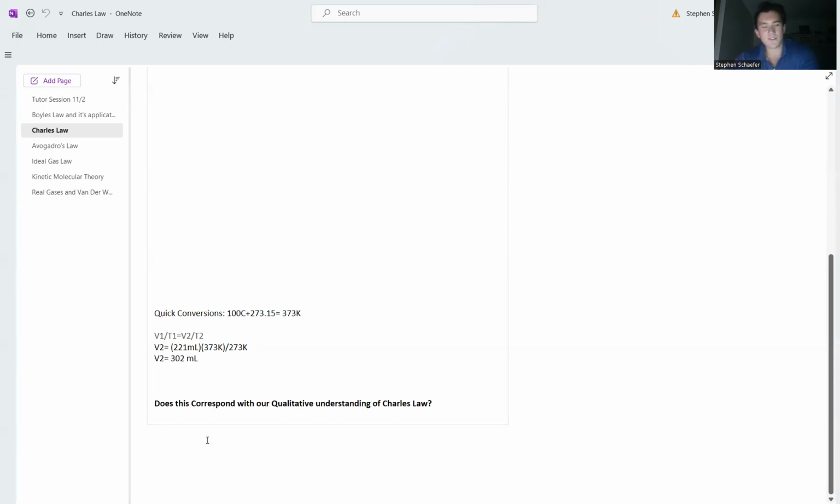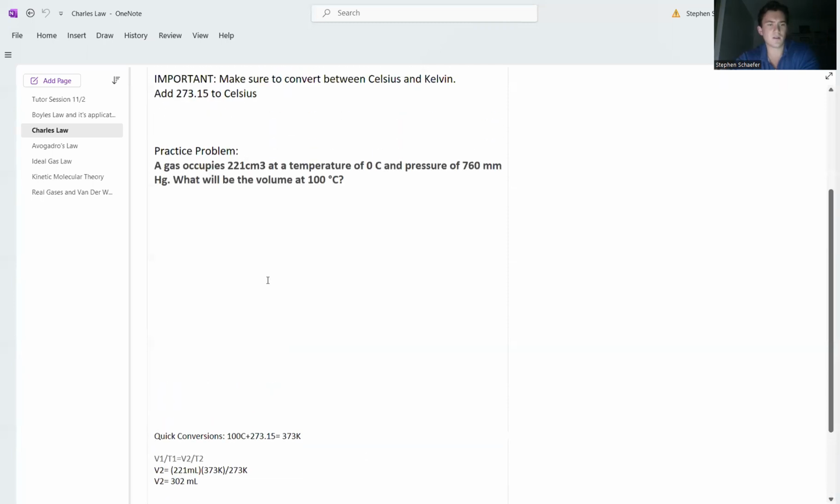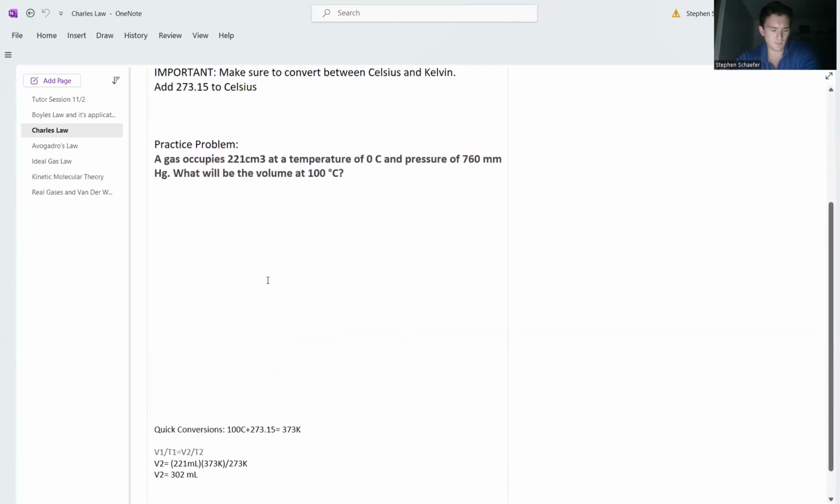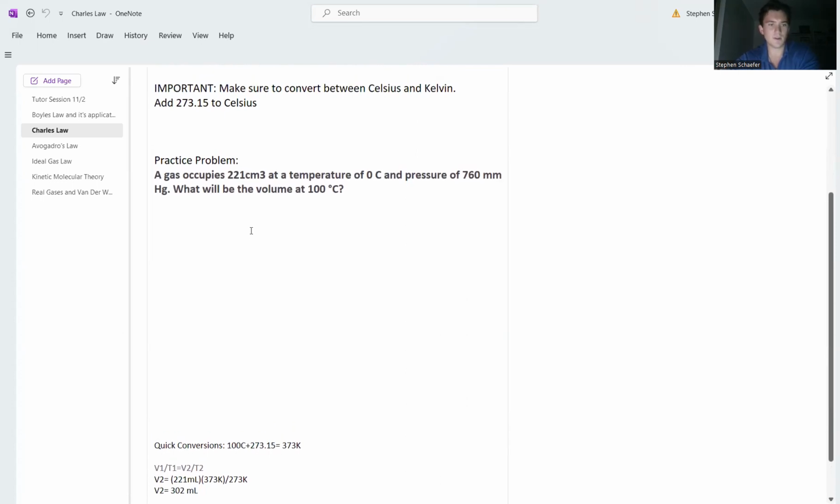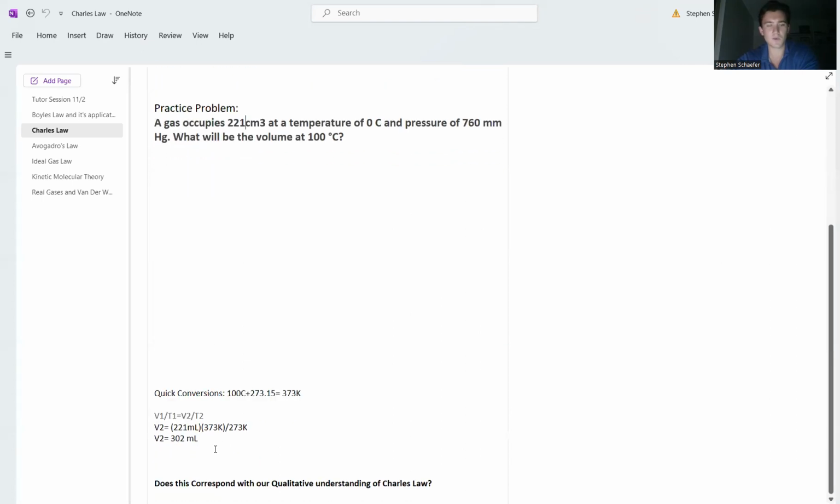So the big question is, does this correspond with our qualitative understanding of Charles' law? Yes, it should. But why is that? So let's look at our V1 and our V2. So our V1 is 221 milliliters, and our V2 is 302 milliliters. So it's going up. So if we're trying to confirm our Charles' law hypothesis, we're going to expect the temperature to also go up.